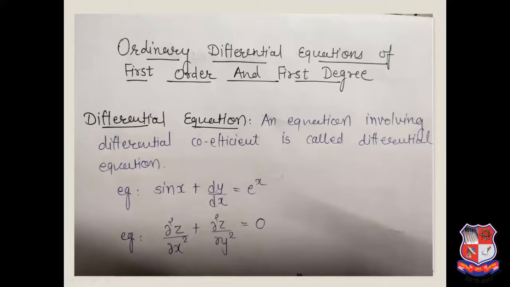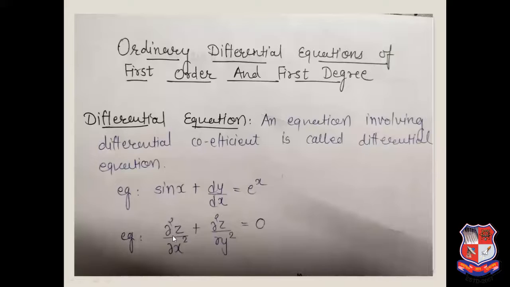Now first we will discuss what is the differential equation. An equation involving differential coefficient is called differential equation. It means in the equation, differential coefficient must be present. Example number 1, sin x plus dy by dx equals to e raised to x. So we can see that in term 2, dy by dx is present. That means the differential coefficient is present.